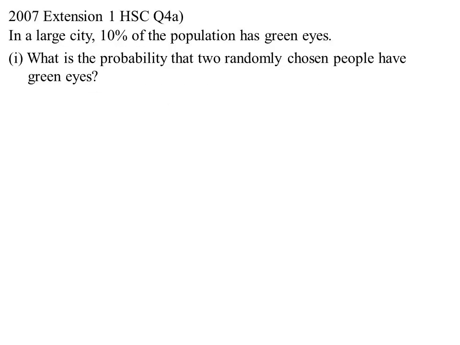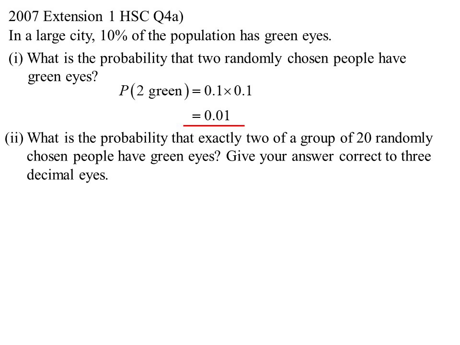Here's another one. In a large city, 10% of the population has green eyes. What's the probability that 2 randomly chosen people have green eyes? Well, this is not really a binomial probability to start off with. We're just picking 2 people and they have green eyes. Again, I could have done it with binomial probability and said X is the number of people with green eyes. But because each one of them is going to be the same, it's the same as saying 0.1 squared, so we get 0.01.